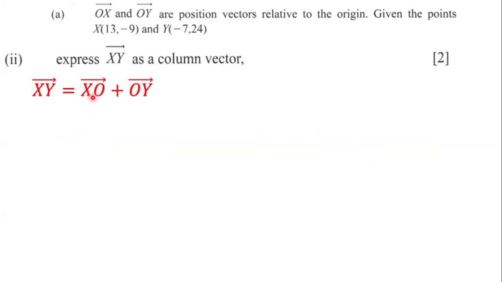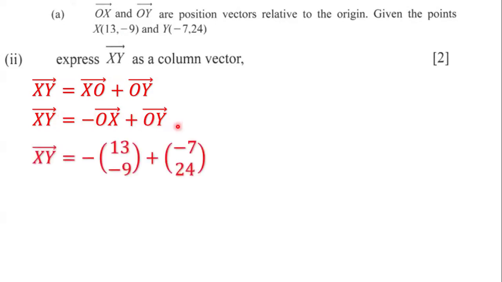So instead of writing XO, I'm going to switch the letters to OX, because we have what OX is as a column vector. But there's a penalty for switching the letters: you have to put a negative sign in front, so that the two are equal. So it is possible to switch the letters, no problem with that, but you have to pay the penalty. And so we have that XY is equal to -OX plus OY.